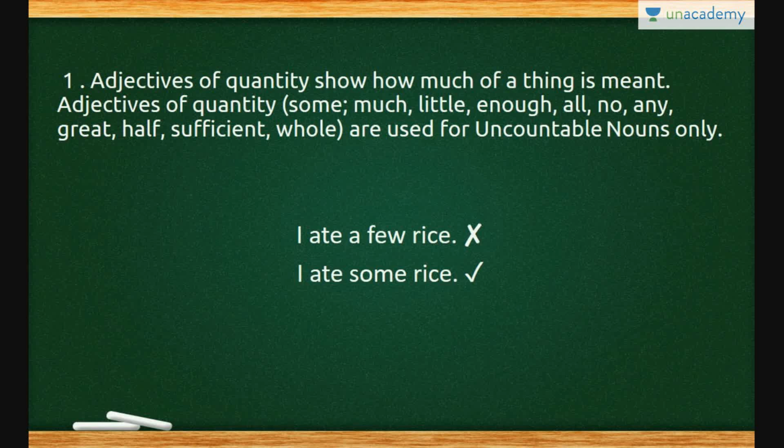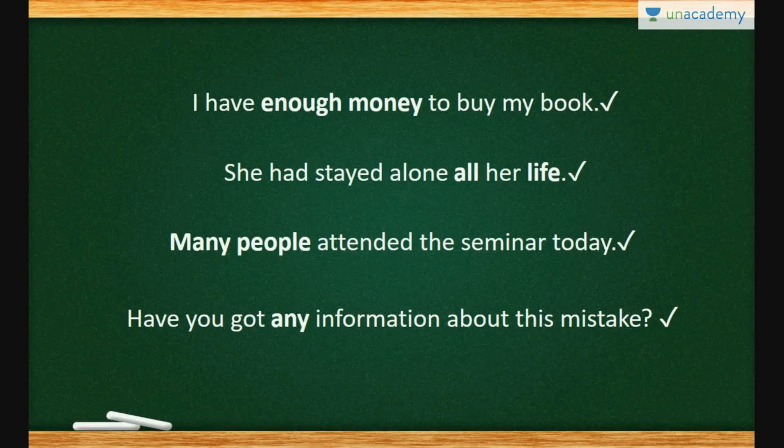I ate a few rice. Now you don't say a few rice because you can't count rice. You would say I ate some rice. Now you're not going to count each and every grain of rice, right? Therefore, you can't say a few rice because few is only used with countable nouns. There are a few more examples.